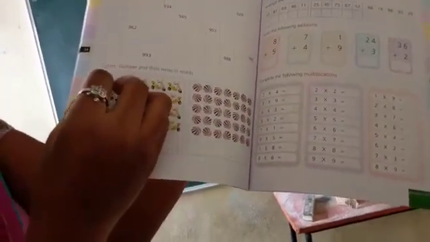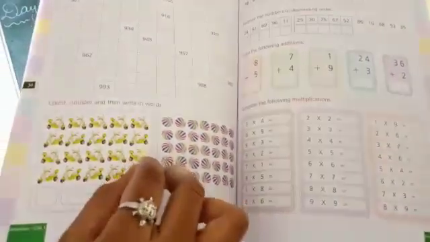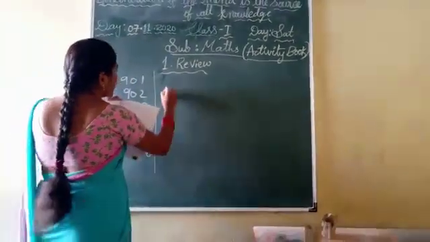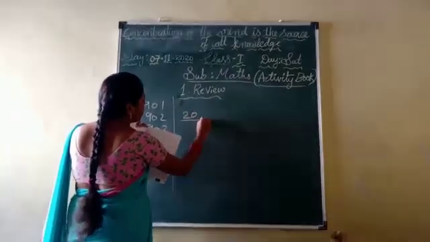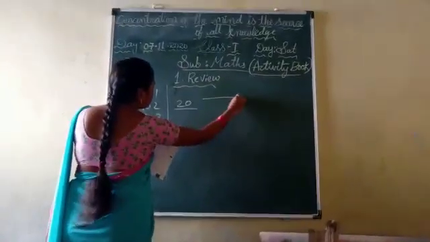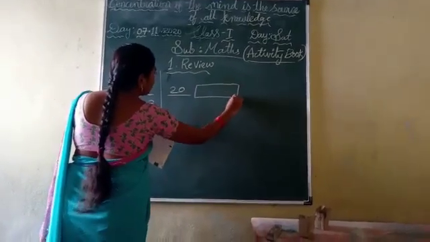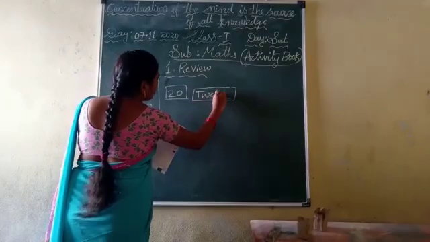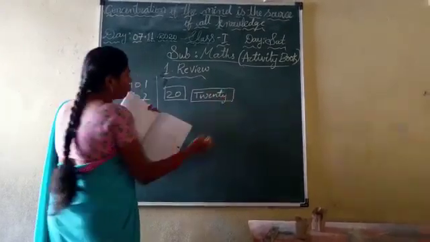Count the scooters: 1, 2, 3, 4, 5, 6, 7, 8, 9, 10, 11, 12, 13, 14, 15, 16, 17, 18, 19, 20. 20 scooters are there here. So you have to write the number 20, and also you have to write the number name. Number name means what? TWENTY. You have to write that.